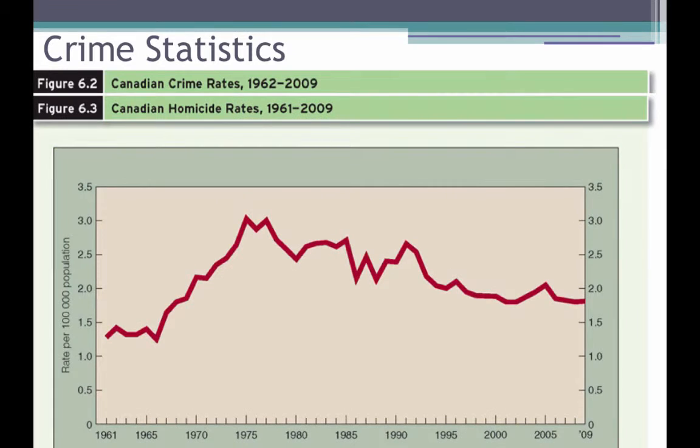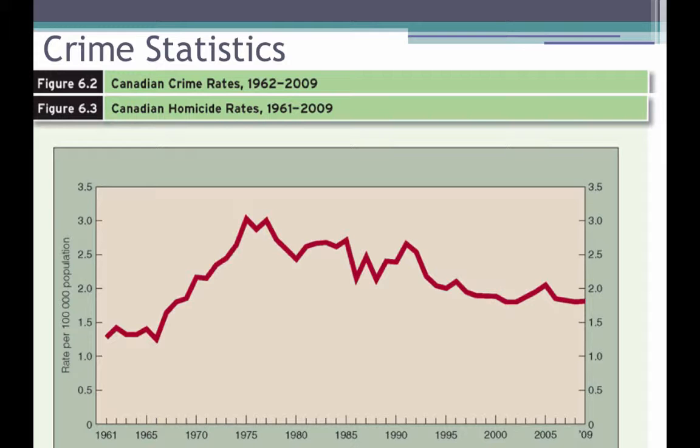Now, in addition, you can see the homicide rates. And what's interesting about the homicide rates is that the number of homicides has actually begun to decrease since the 90s. It hit its peak in the 70s, it declined somewhat and had a bit of a spike, and then it's come back down again.